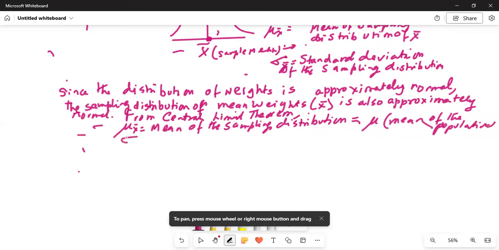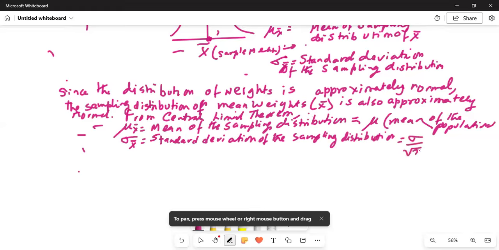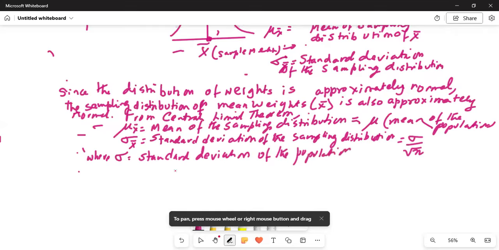Also sigma x bar, the standard deviation of the sampling distribution, from the central limit theorem is equal to sigma divided by square root of n, where sigma is the standard deviation of the population and n is the sample size.